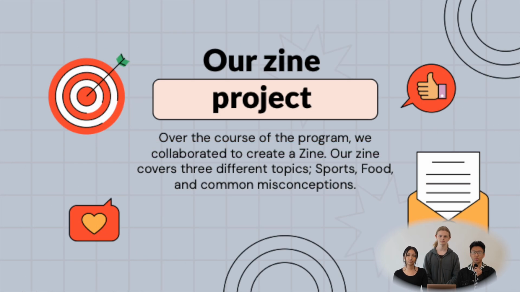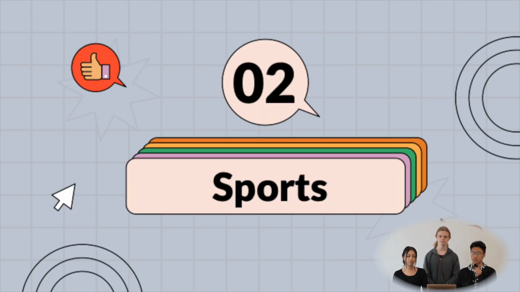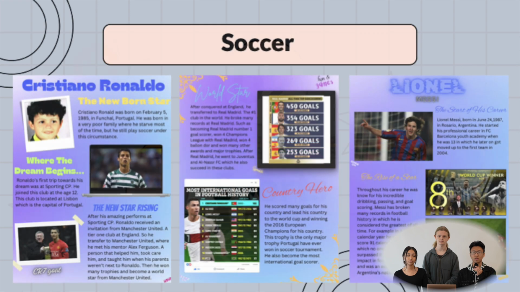Over the course of the program, we created a zine, and the zine covers 3 different topics: sports, food, and common misconceptions. Sports. The first sport that we're going to talk about is soccer. When we talk about soccer, we tend to think of soccer players like Cristiano Ronaldo and Lionel Messi. Ronaldo is a finisher and Messi is a playmaker.